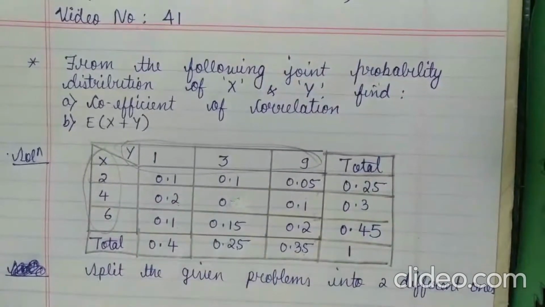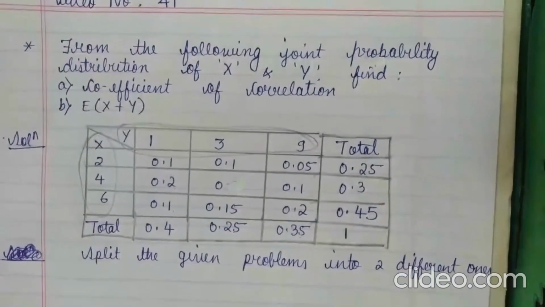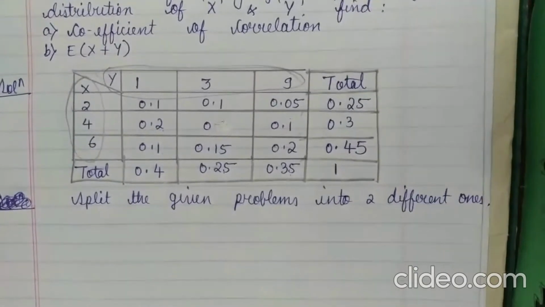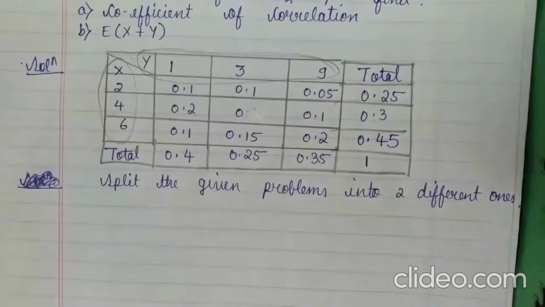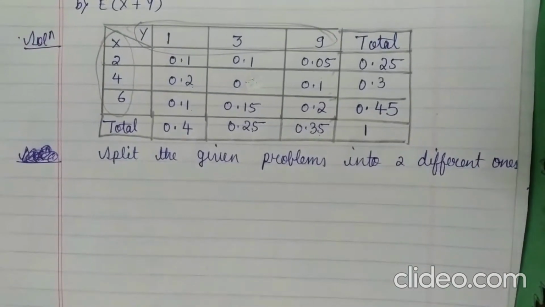Now, the next step is you have to split this given problem into two different problems. That is, you have to find out expectation of x, variance of x, standard deviation of x. Similarly, you have to find out expectation of y, variance of y, and standard deviation of y. In order to do this, we are splitting this into two different columns. Because I have very less space, I shall do it beyond the margin as well. You can do it one below the other if you want.